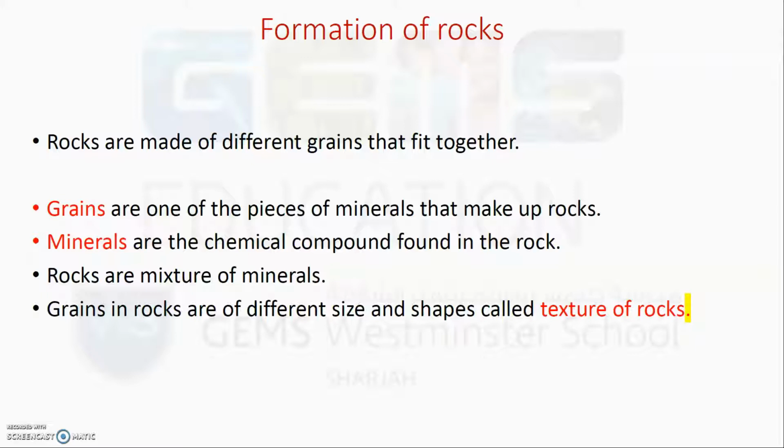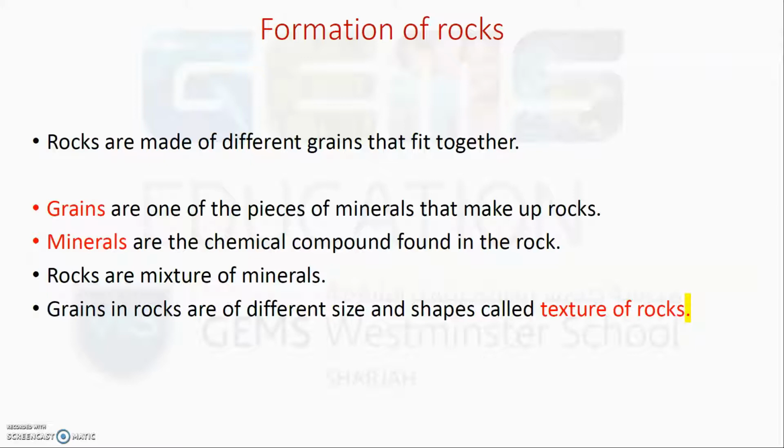Rocks are made of different grains that fit together. So this means that rocks are made of different minerals and grains, and grains are the pieces of minerals that make up rock. In a mineral, there are even smaller categories called grains, like one small piece of a mineral. What are minerals then?